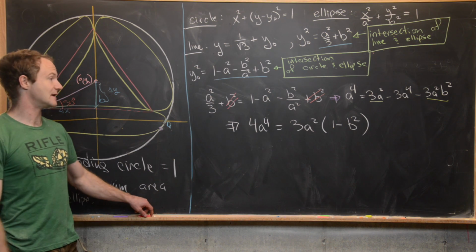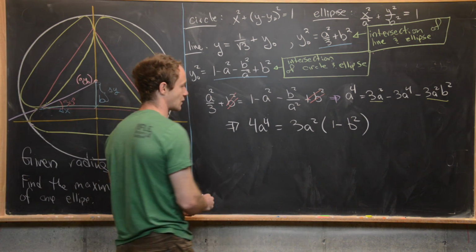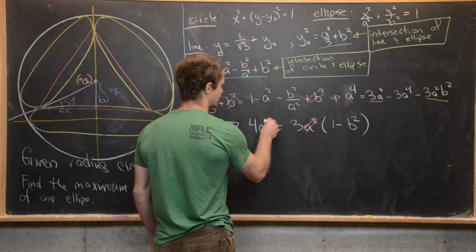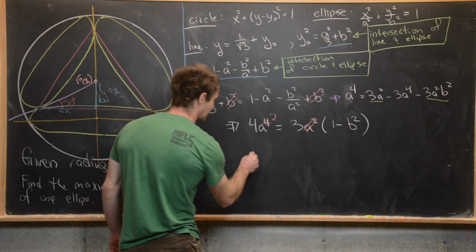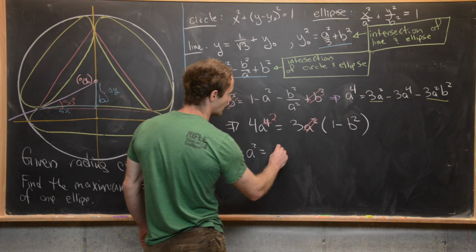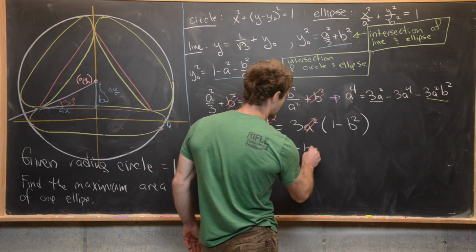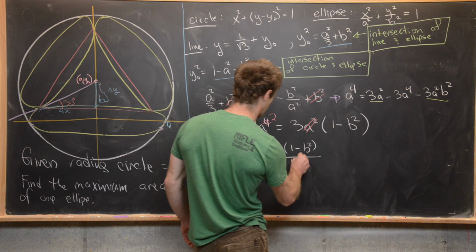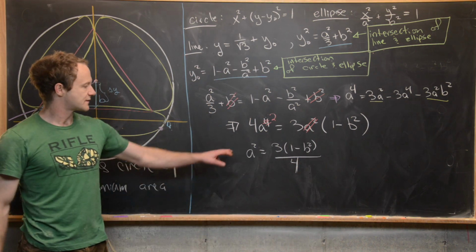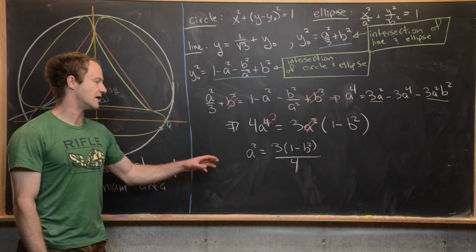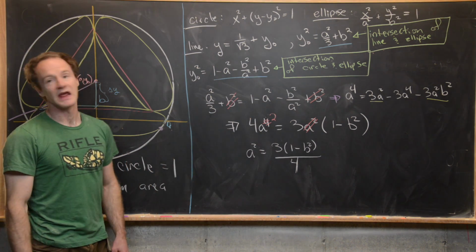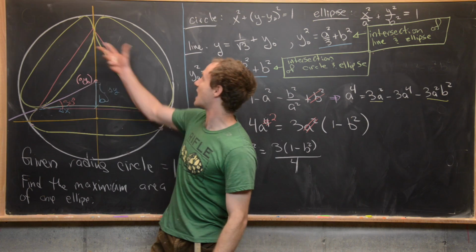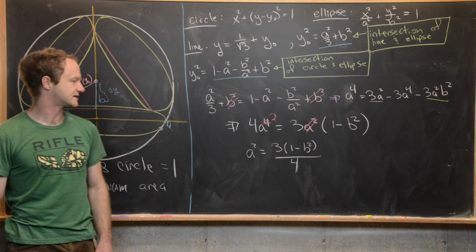Then next we can divide both sides of the equation by a squared. So that'll cancel this one down to an a squared. And then finally, that leaves us with a squared equals 3 times (1 minus b squared) all over 4. So those are the appropriate values of the major and minor axis with respect to each other in order to put this inside of the circle in the first place.